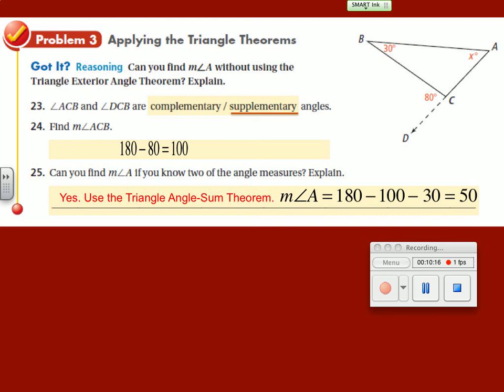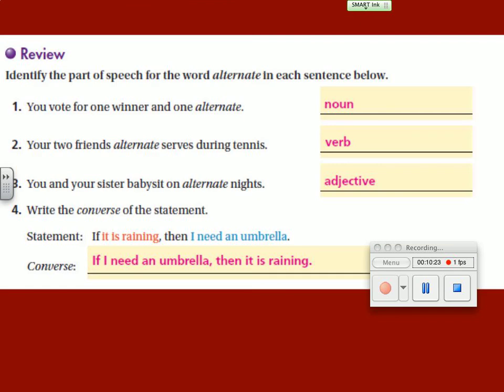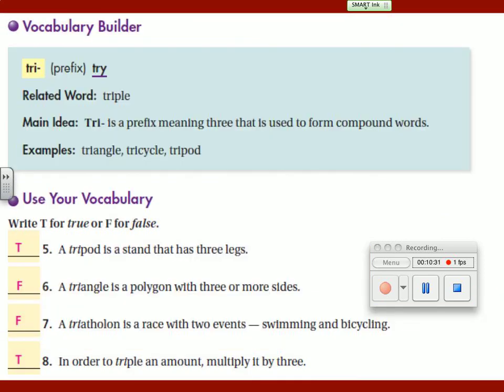Complete your lesson check, and we'll go over your introduction. Here are the review questions, which I forgot to do for the previous video. And here are your answers to the second part. It goes true, false, false, true.